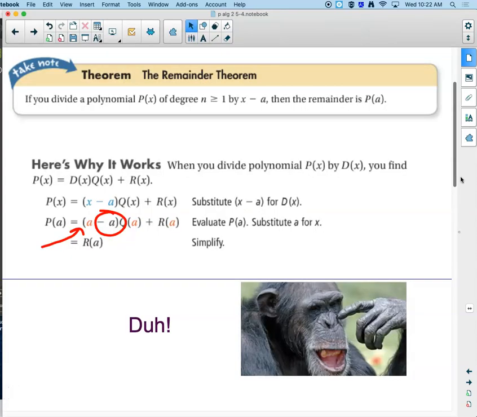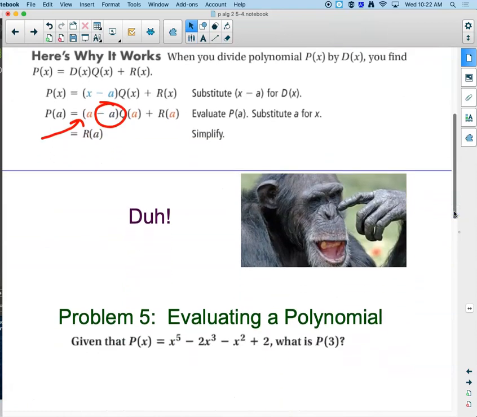And yeah, I've got the little monkey here saying, duh, but they made it sound difficult. You know, it was supposed to be irony that I did there, because they made it sound difficult. But all it's saying is, if you put a number into this synthetically, the last number is your answer.